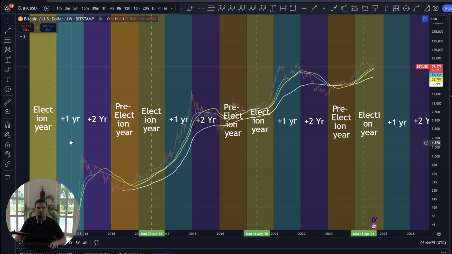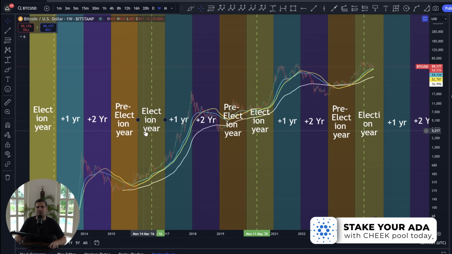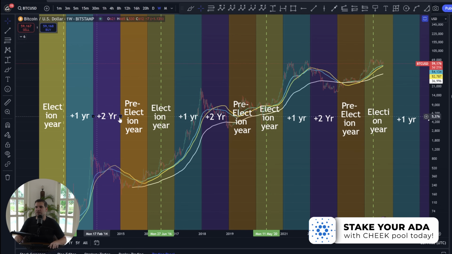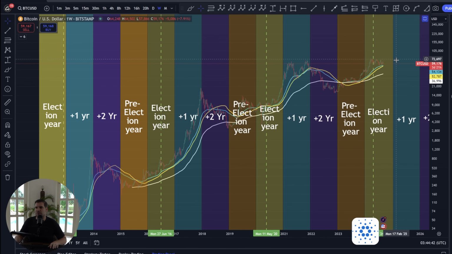Now, sure, it could be coincidence, but we are on the 4th iteration of this, and if it continues to do this, then I'm going to say that it's probably not a coincidence, and there's probably a lot more to this, specifically within the psychology of markets. So we are looking for 2025 to be a phenomenal year for Bitcoin, and I believe a phenomenal time for the entire crypto space.